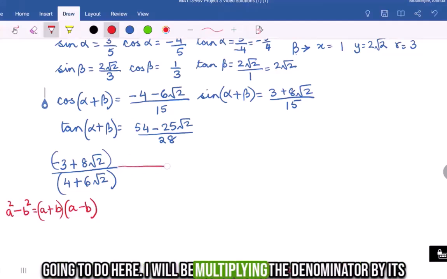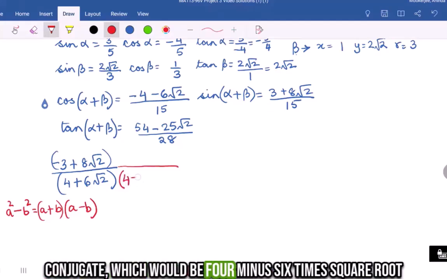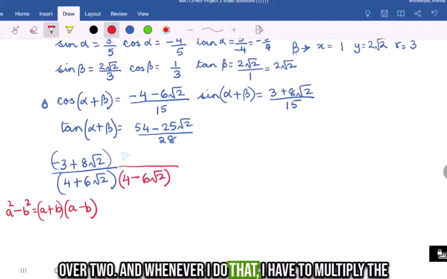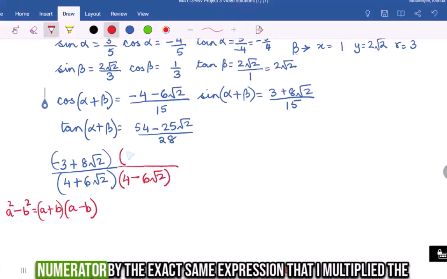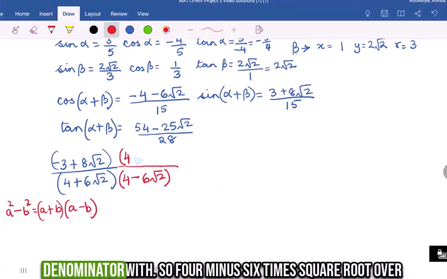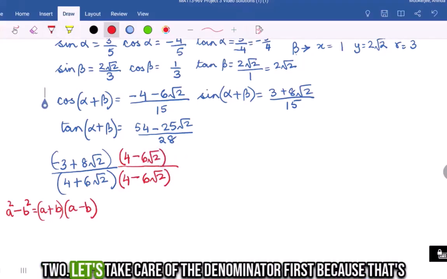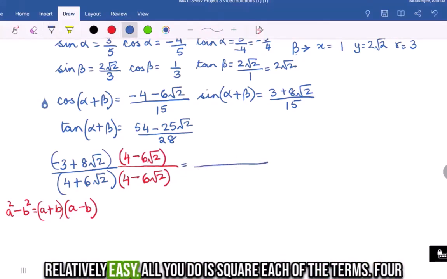I will be multiplying the denominator by its conjugate, which would be 4 minus 6 times square root over 2. And whenever I do that, I have to multiply the numerator by the exact same expression that I multiplied the denominator with. So 4 minus 6 times square root over 2. Let's take care of the denominator first because that's relatively easy. All you do is square each of the terms.